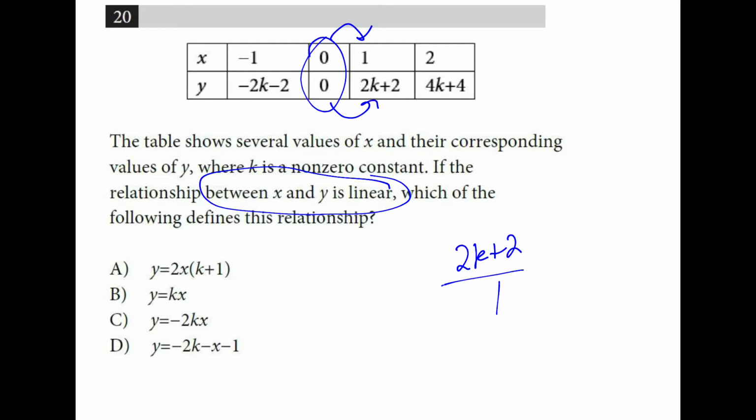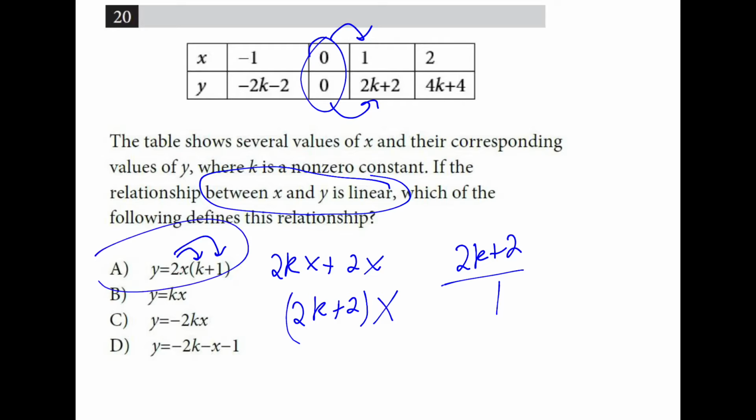So I don't see 2k plus 2 right away, but if you look here, when you distribute that, you get 2kx plus 2x, which is 2k plus 2 times x. A is your answer.